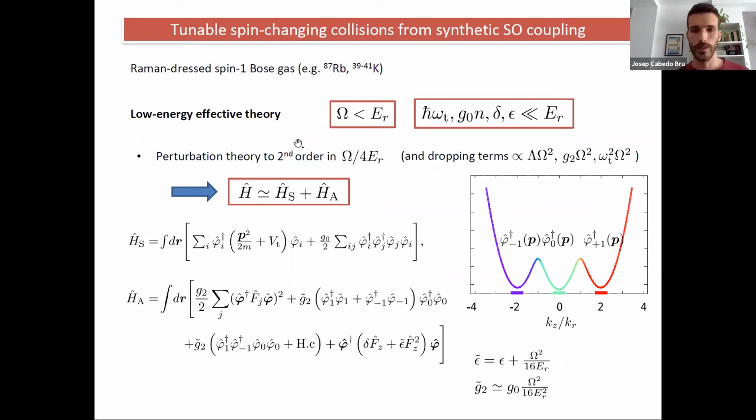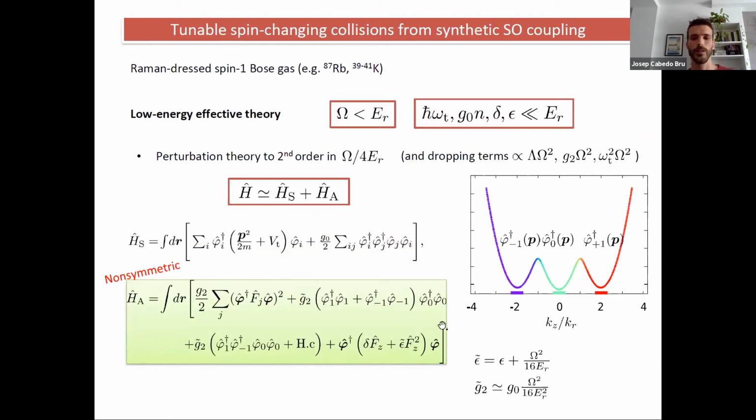Then we can write the Hamiltonian of the system in terms of this spinor field, this pseudo-spinor field, keeping the terms up to second order in omega over four energy recoils, recoil energy. We can rewrite the truncated Hamiltonian as this, again grouping the terms in a symmetric contribution, symmetric in pseudo-spin state, and then a non-symmetric contribution. And what we immediately see is that, as expected, even in the absence of non-symmetric collisions, Raman-induced spin-changing collisions emerge in the gas, and they are proportional to the Rabi frequency squared, so they can be controlled.